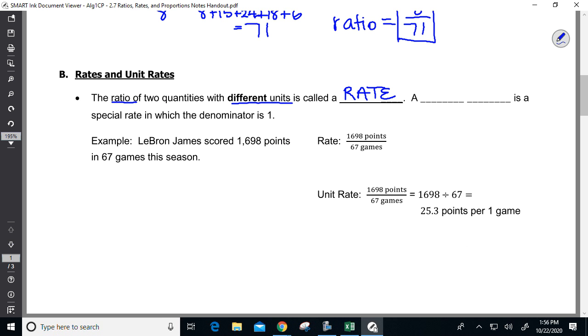It's called a rate. Now, when your parent goes to work, if they make a certain amount an hour, that's called a rate. So for example, if they make $21 an hour, that's a rate. And that's actually a special type of rate called a unit rate. So a unit rate is when you have a denominator of 1.